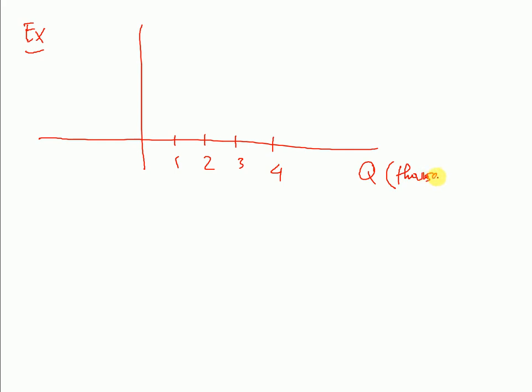Okay, another example. I have another graph here, with 1, 2, 3, 4 on the axis. This is Q, the quantity, in thousands, and this is in money. If I draw the graph here, here is $10,000, here maybe $20,000. Now we want to compare when we are at 500 products and 2,000 products.